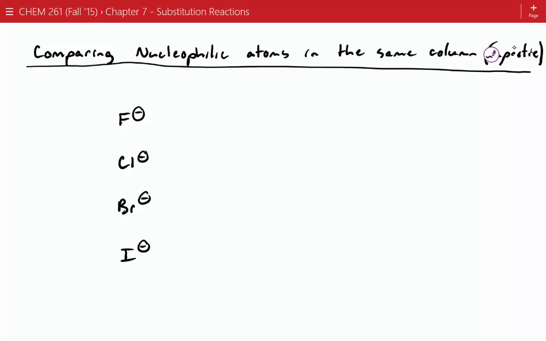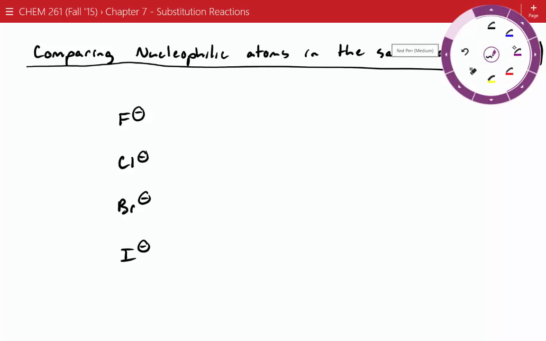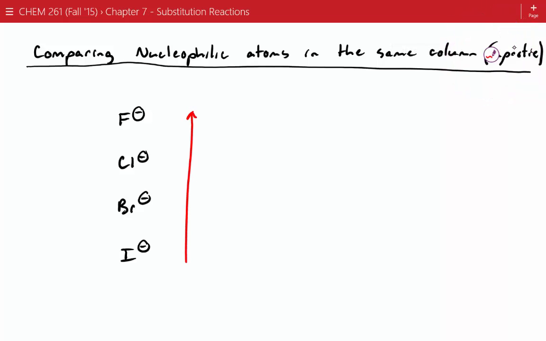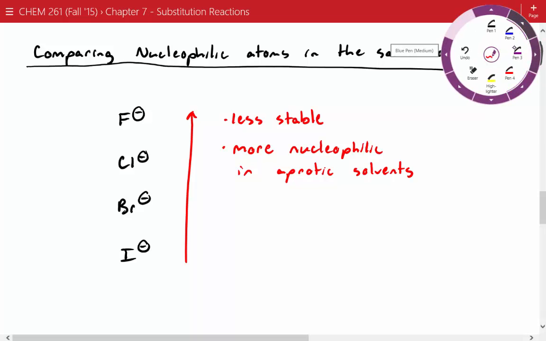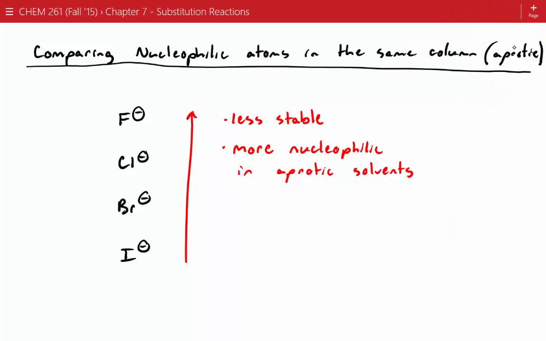Remember, nucleophilicity has a lot to do with stability. Which one's least stable? Fluoride. So if we look at this, we can say, all right, fluoride is less stable. That means it's more nucleophilic in aprotic solvents. This is closely related to basicity. And which one's the most basic? Fluoride, chloride, bromide, or iodide?